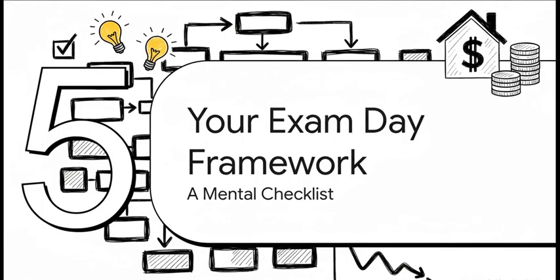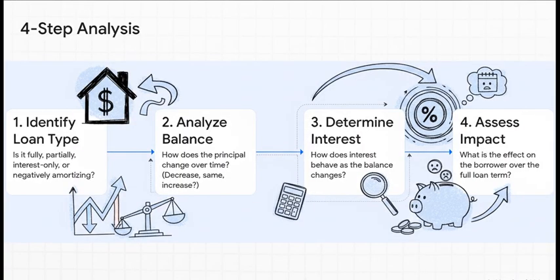All right, let's pull all of this together into a clear framework for exam day. I want you to think of this as your mental checklist to systematically break down any amortization question you might face. By just walking through these 4 steps, you can logically deconstruct any question. First, just identify the loan structure. Second, figure out what's happening to the balance. Is it going down, staying the same, or going up? Third, connect that to how the interest is being calculated. And fourth, evaluate the overall risk and cost to the borrower. This process will consistently guide you to the right answer.